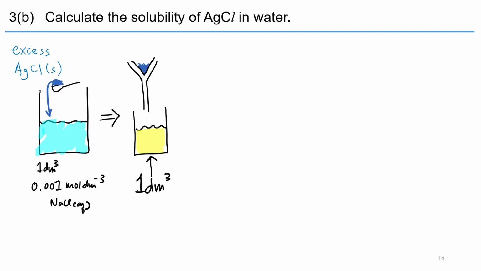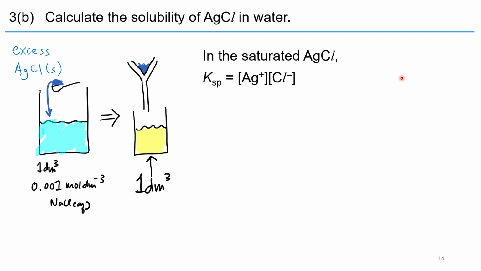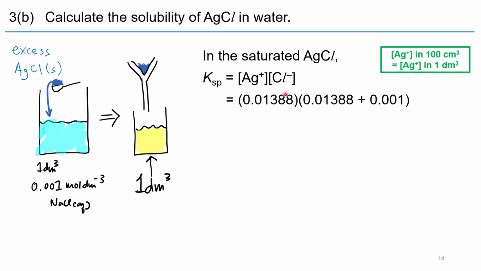Now, moving on to 3b, you're told to calculate the solubility of your silver chloride in water, in your normal water. So this is the whole scenario here. In the saturated AgCl, the Ksp will be Ag+ multiplied by Cl-, the concentration of each. So you get 0.01388 multiplied by 0.01388 plus 0.001. The 0.001 comes from the original value here. How do I get this value? Don't forget, the concentration here is the same as the concentration here. So do everything carefully. The Ksp value is 2.065 times 10 to the minus 4 mol² dm⁻⁶.